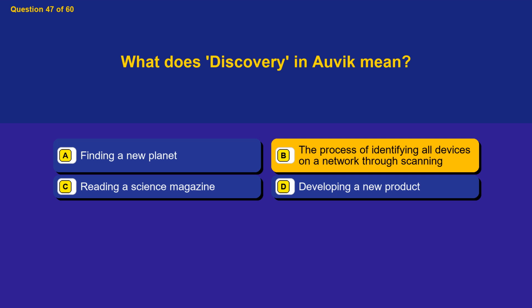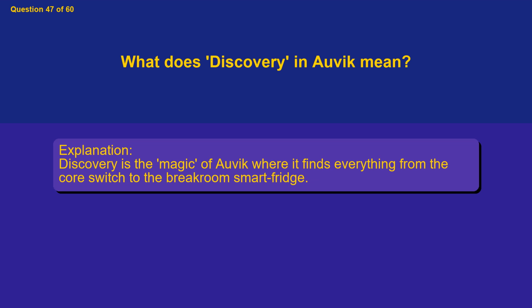The correct answer is option B. The process of identifying all devices on a network through scanning. Discovery is the magic of Auvik, where it finds everything from the core switch to the breakroom smart fridge.